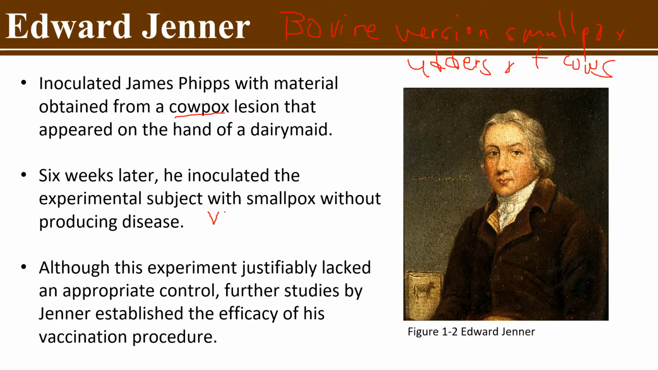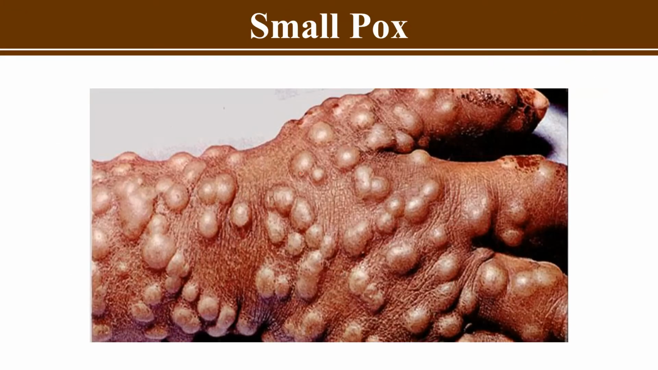So basically, the vaccine here that he used was the milder cowpox. And due to the exposure to the cowpox, class, James Phipps became immune to the more aggressive form, which is your smallpox. So I hope you understand how that became a vaccination method.